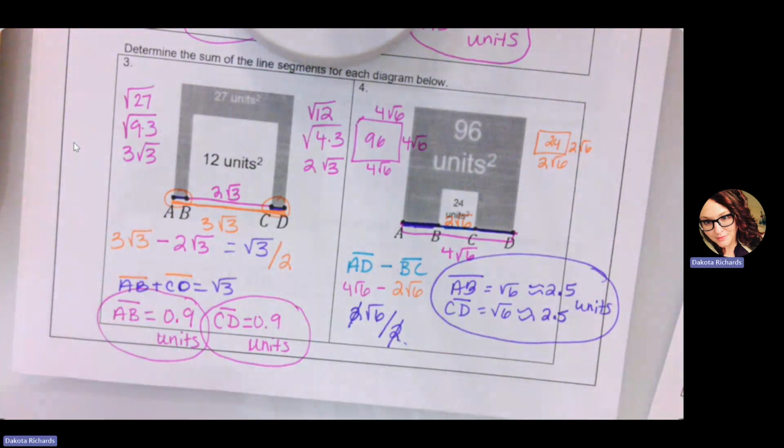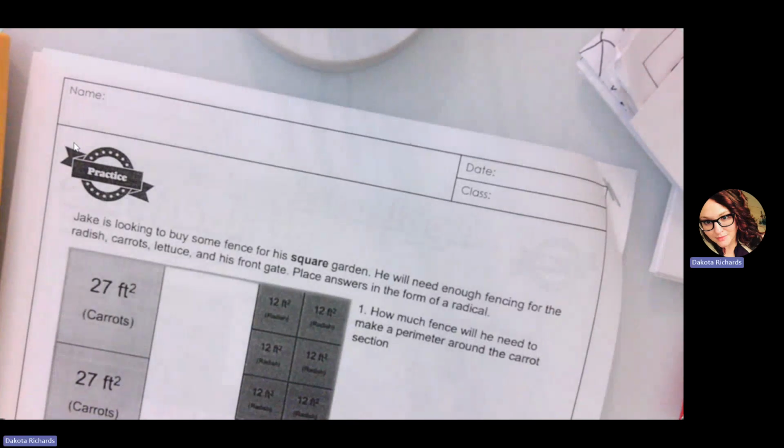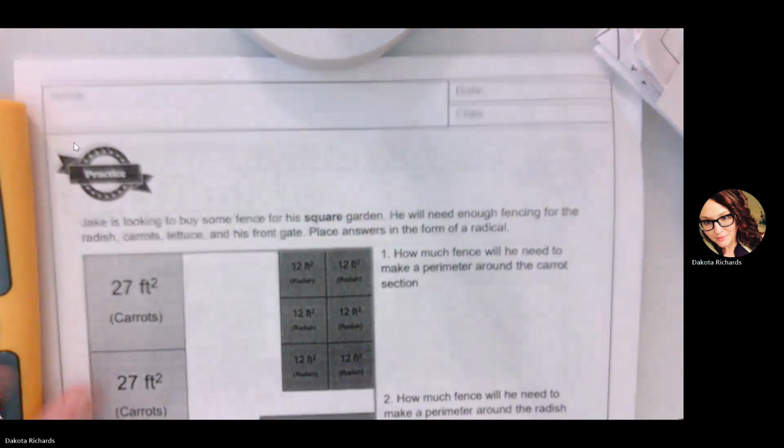All right, let's turn the page. Okay, this is your homework, but I want to explain and kind of help you out with a few things before I just let you go.